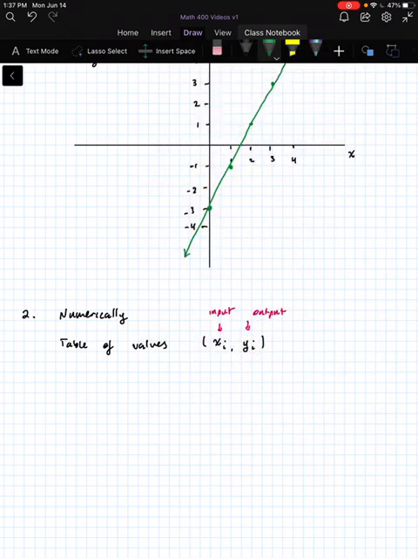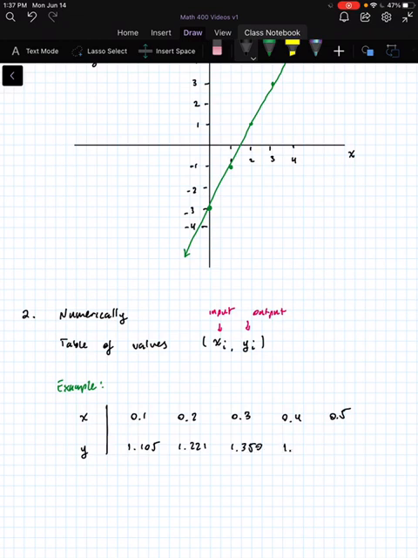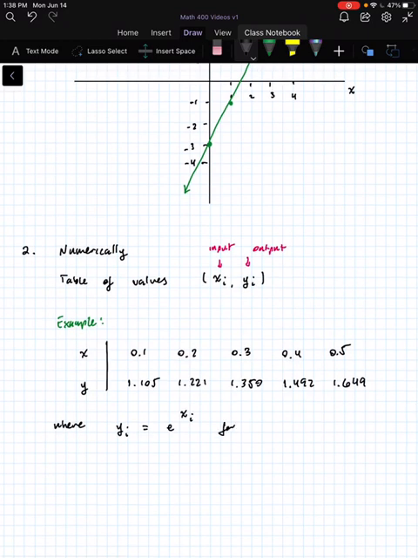So as an example, we may have the table of values 0.1, 0.2, 0.3, 0.4, and 0.5 as the x values, and 1.105, 1.221, 1.350, 1.492, and 1.649, where each y sub i is obtained from x sub i by raising e, Euler's number, to the x sub i power. So, for each i indexed in the table.